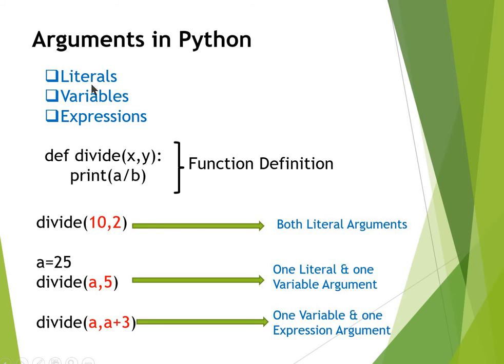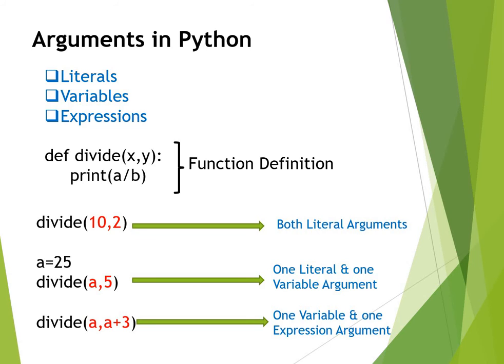So arguments can be literals. Then arguments can be one literal and one variable. Both can be variables also, and you can have one variable and one expression, or both expressions. So the arguments in Python can be literals, variables, or expressions, or a combination of any of the three.